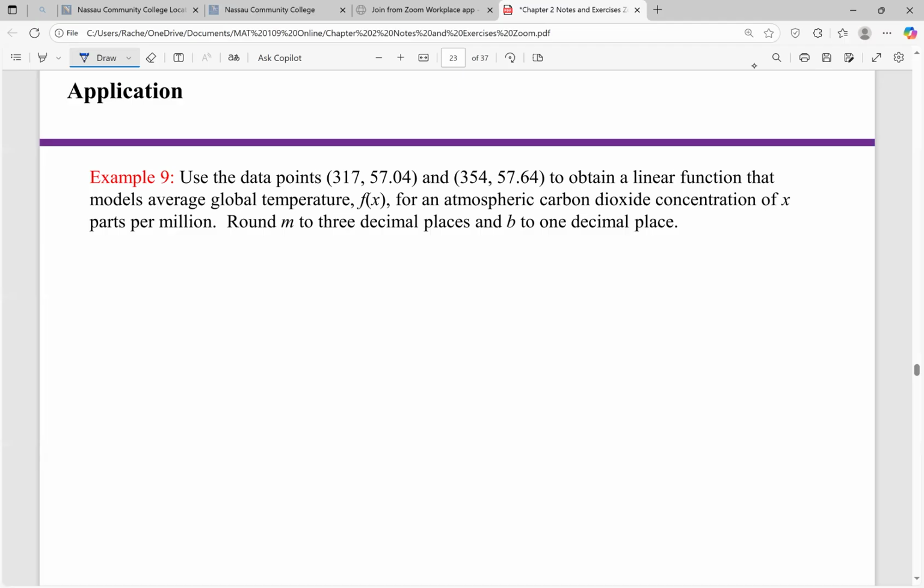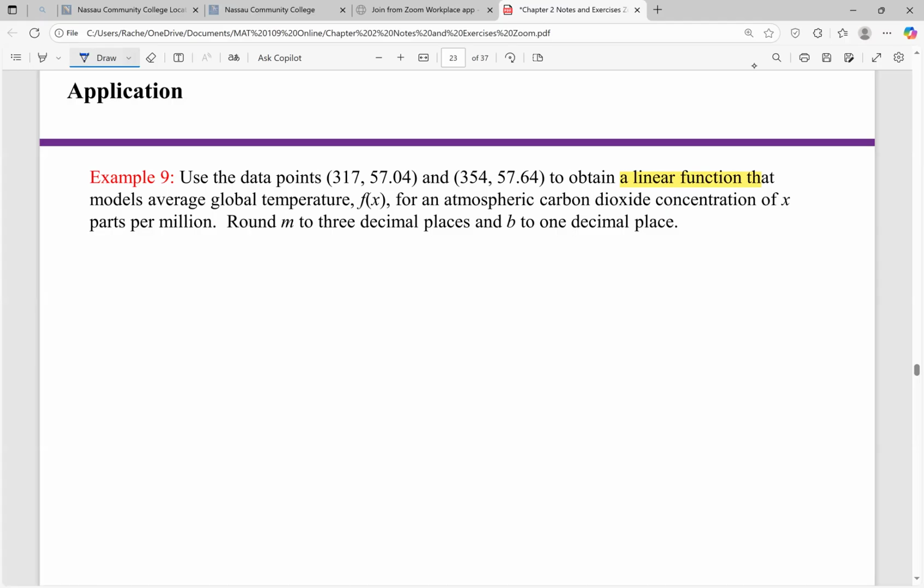It says use the data points 317, 57.04 and 354, 57.64 to obtain a linear function that models average global temperature, f of x, for an atmospheric carbon dioxide concentration of x parts per million. Round m to 3 decimal places and b to 1 decimal place. So we're being told that we can use these two data points to obtain, and here's the key word, a linear function. As soon as we see a linear function, I'm thinking equation of a line: either y equals mx plus b, or ax plus by plus c equals 0, or y minus y1 equals m times x minus x1. So there are different ways we could represent this linear function.